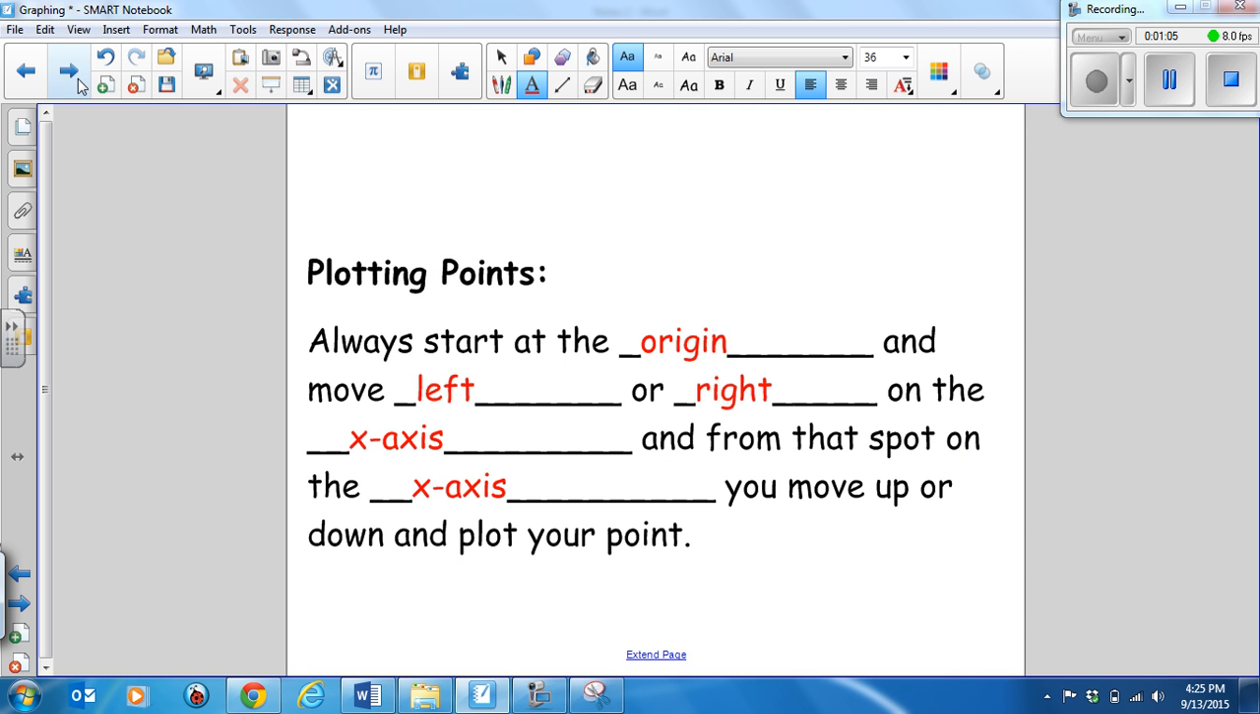So let's go ahead and fill in your notes. You always start at the origin, and then you move left or right on the x-axis, and then from that spot on the x-axis, you move up or down, and then you plot your point. Please pause the video now if you need to.